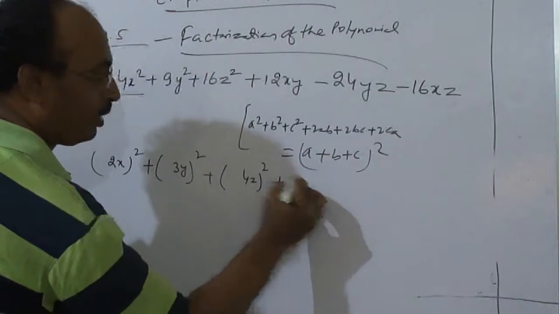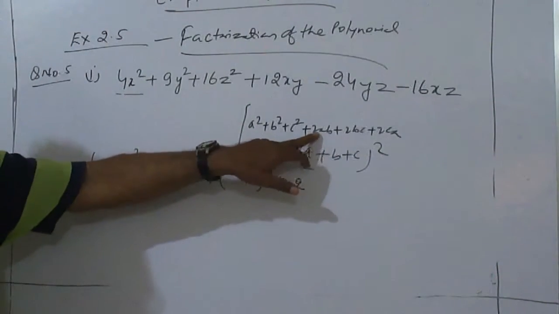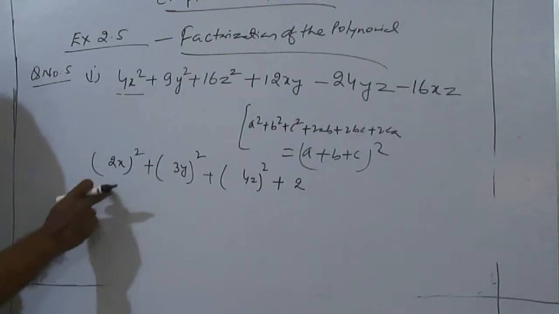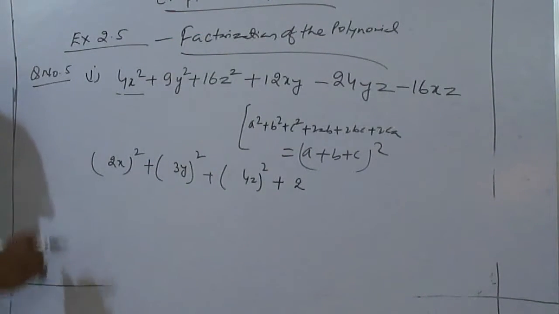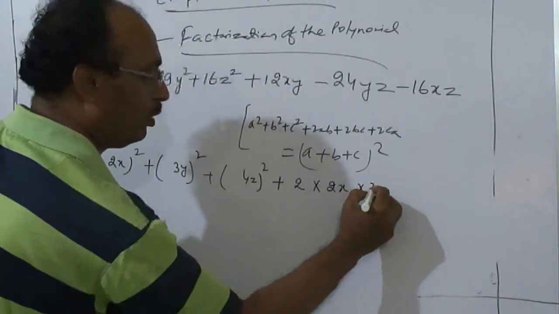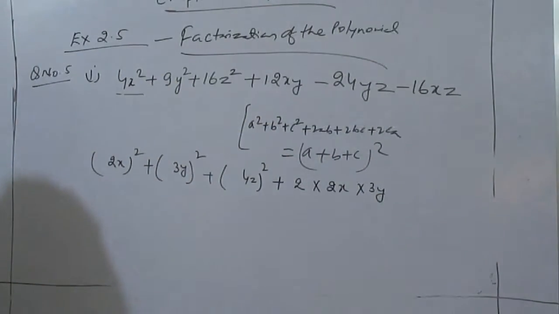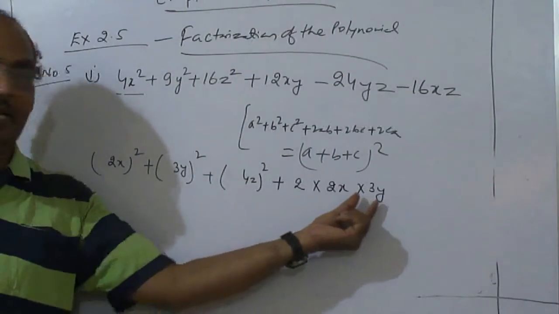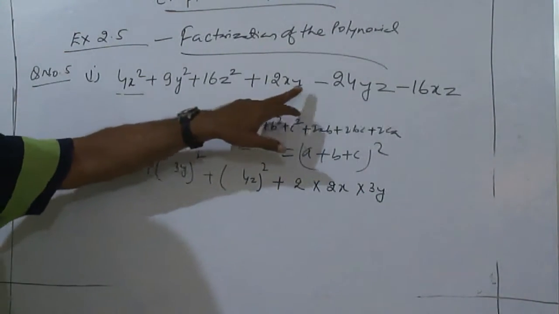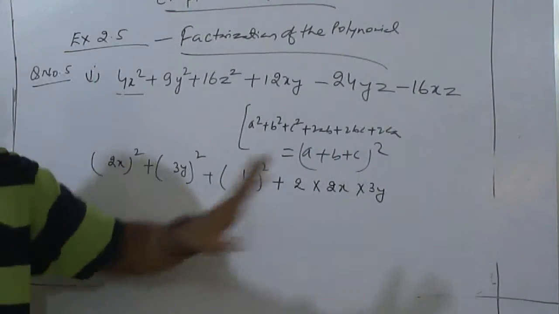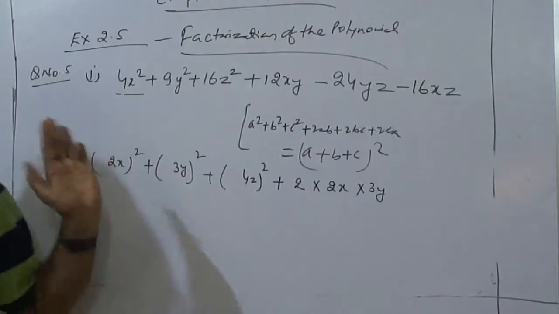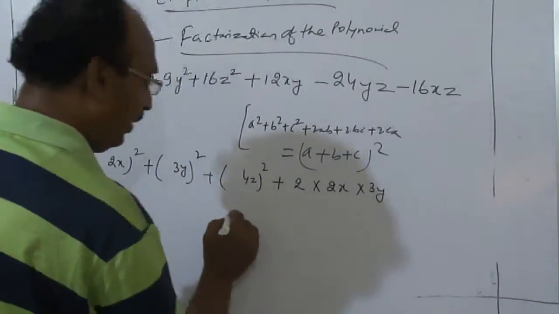So 2ab should come now. So x and y means these two terms are there. These two terms only are there for x and y. Okay. So 2 into 2x into 3y. So we can see that here 2 into a into b is already there. Now, what we have got? 12xy. So, 12xy is positive only. Here it has become positive. We will not do anything here now. Okay. Plus, I am leaving it here.